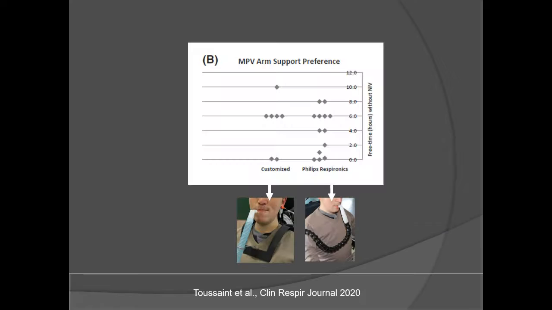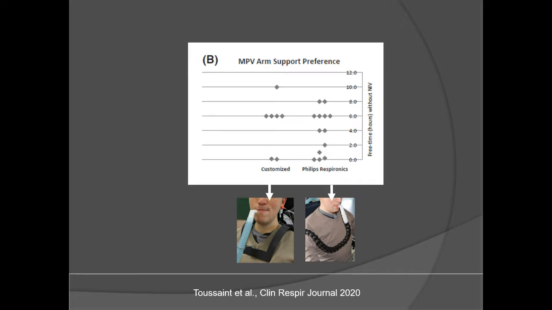Okay, now, what about the arm support? Again, the same study on 20 patients. Again, we asked patients to use different arm supports. We used the Philips arm support. The Philips arm support is a very good arm support, but the problem is it cannot move with the body of the patient. It is fixed on the wheelchair. So if the patient wants to move in the wheelchair, the arm support will not move with his body.